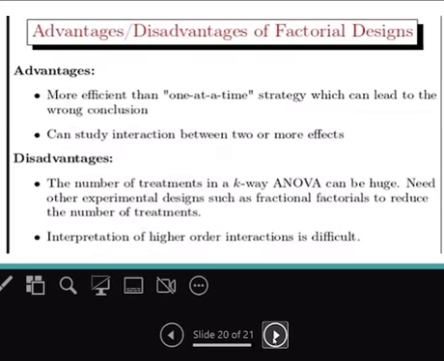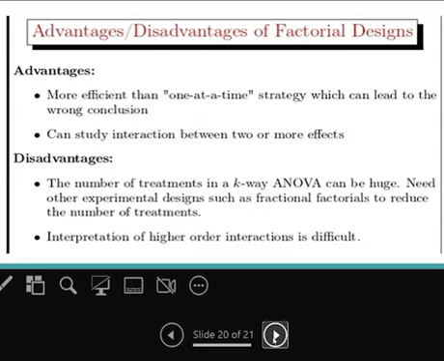Advantages and disadvantages. This design, we call it factorial design. Why is it factorial? Because you have more than one factor, whether 2-way, 3-way, or higher factorial design. Now, the advantage is that it is more efficient than one at a time. If I have 3 factors and I pursue one at a time, maybe I look at the effect of factor A separately in one model, factor B separately in another model, factor C, that's a waste of time. Why not simultaneously look at the effects in one model? That's why we say it's more efficient than the one at a time strategy, which can lead to wrong decisions, because one at a time strategy will not consider another potential factor.